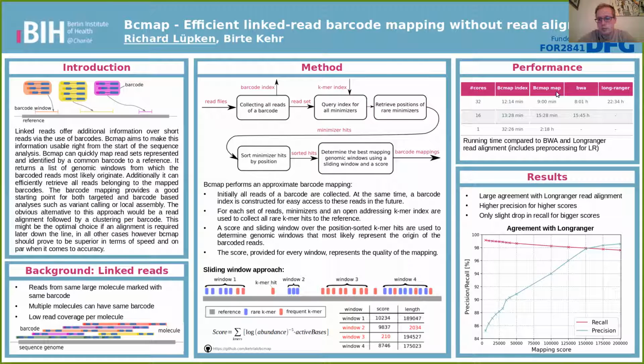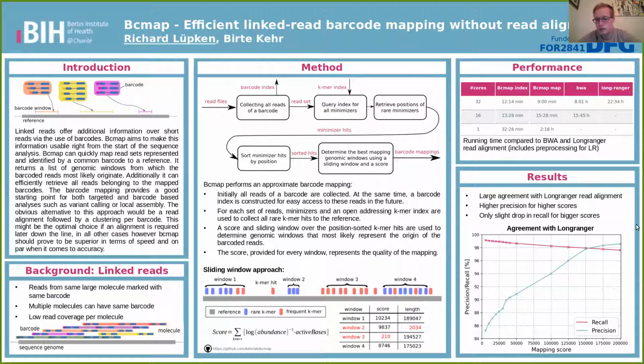We compared the performance to a read alignment with BWA and Long Ranger, and we can see that BCMap works much faster, of course, because we do not align every read, but we map every barcode as a whole. However, we have to state that for Long Ranger, the time also includes the pre-processing of the linked read data, because this could not be done with the tool we used for BWA and BCMap.